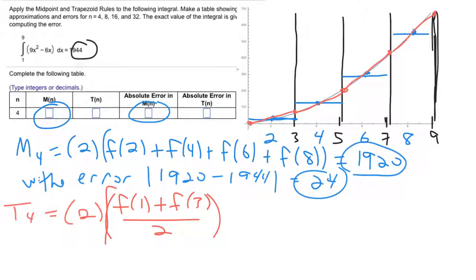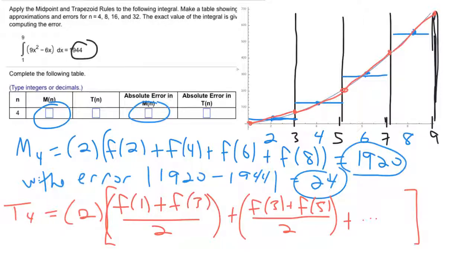Let me just put a bracket in here. The second trapezoid has an average height given by f of 3 plus f of 5 over 2. And I'll just say and so on. So there's 4 of those that I have to do.